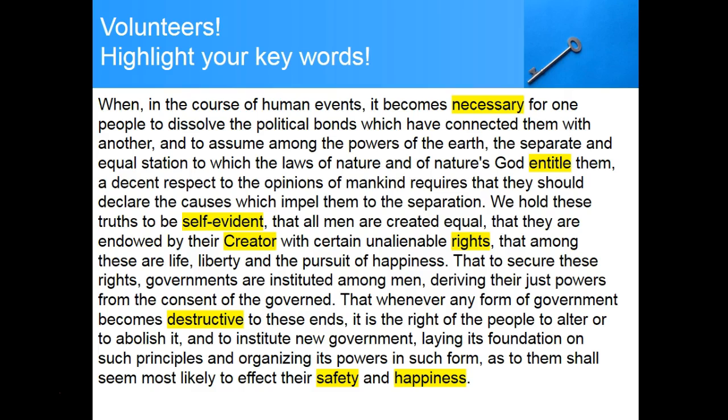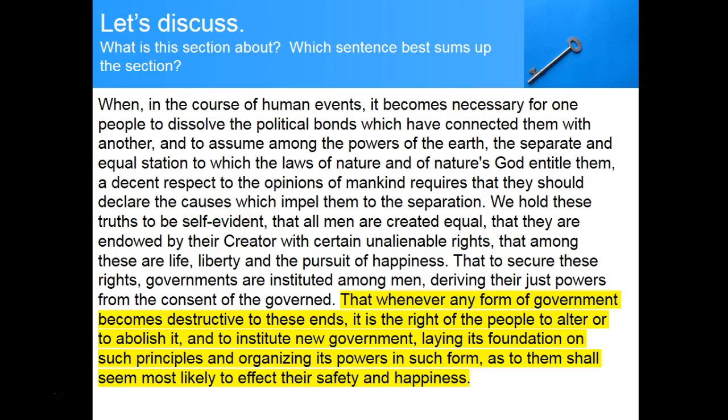So let's look at this. Some of the key words we see here, and that I picked out, you may pick out different ones. I thought necessary and entitle, self-evident, creator, rights, destructive, and safety and happiness were all some good keywords that really kind of highlighted some of the important parts of this section of the document.